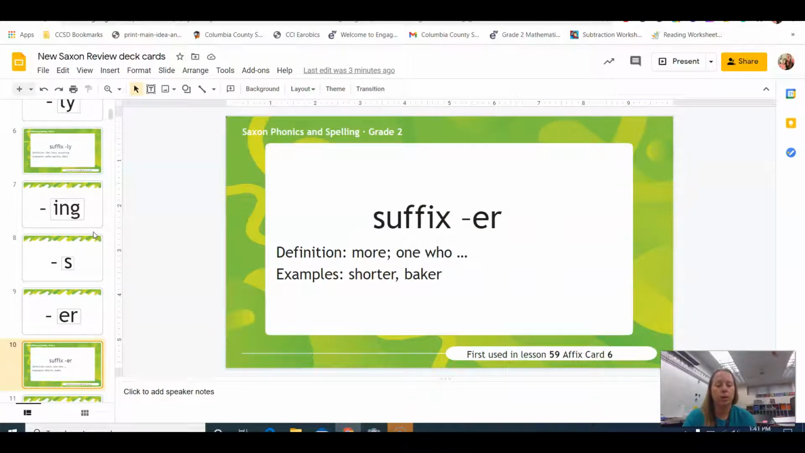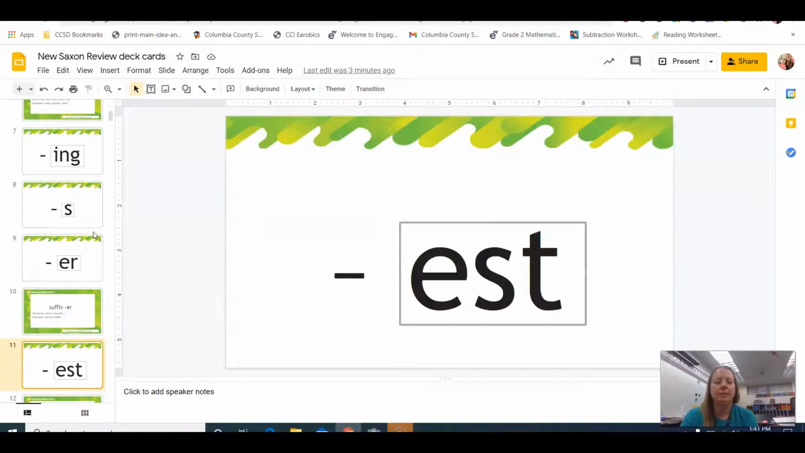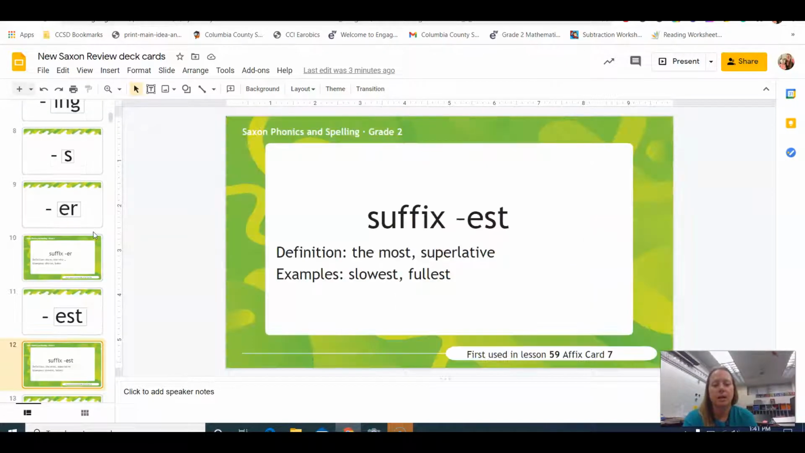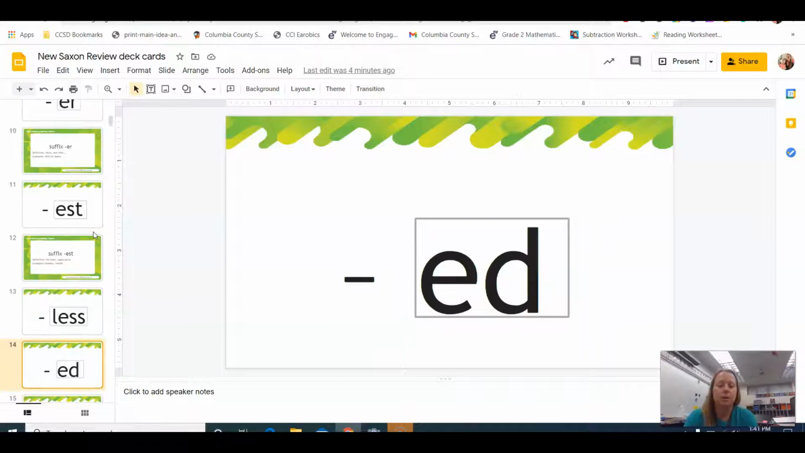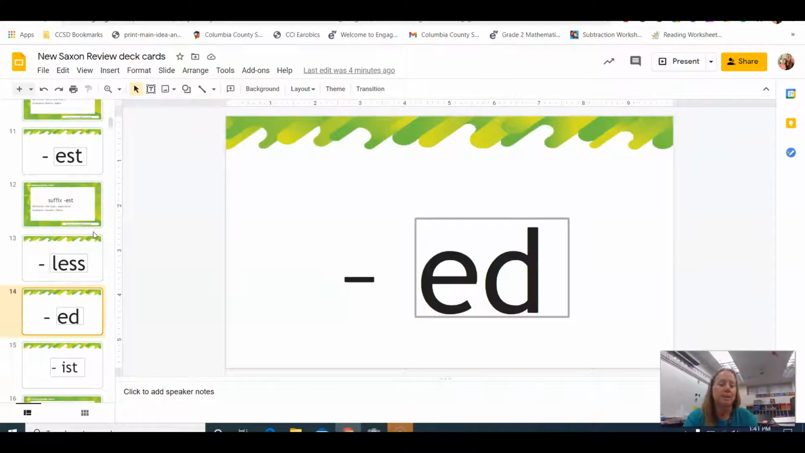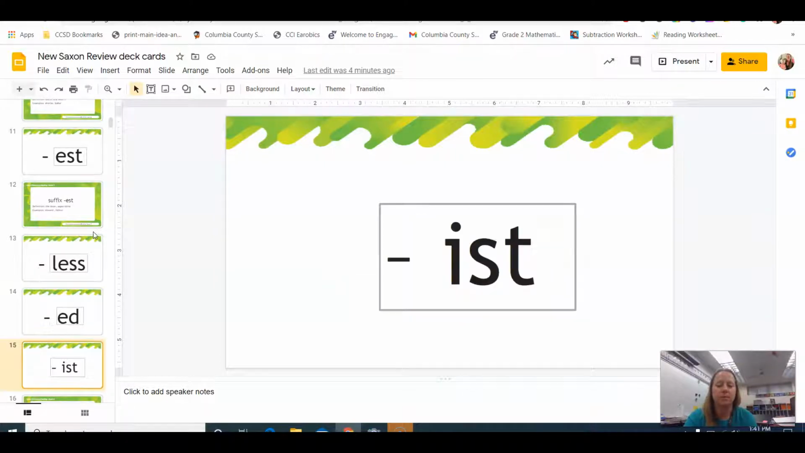So if you're shorter, you're more short. If you're a baker, you're one who bakes. Suffix est means the most. So if you're the most slow, you are the slowest. Suffix less means without. Suffix ed has three sounds: ed, d, and t. And suffix ed means already happened. It happened in the past.